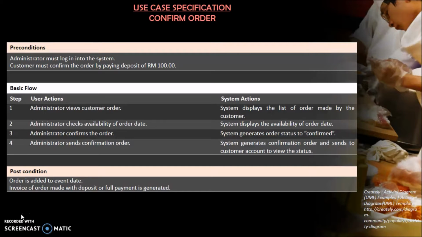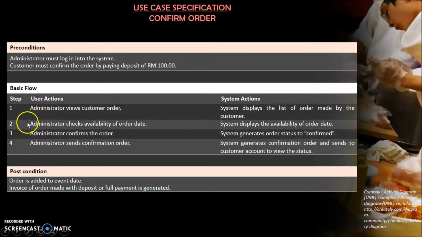This is the use case specification for confirm order. The first one is the preconditions, which is the admin must log in to the system, and the customer must confirm the order by paying a deposit of 100 ringgit. So the basic flow, the first one is the admin will view the customer order, and then the system will display the list of orders made by the customers.